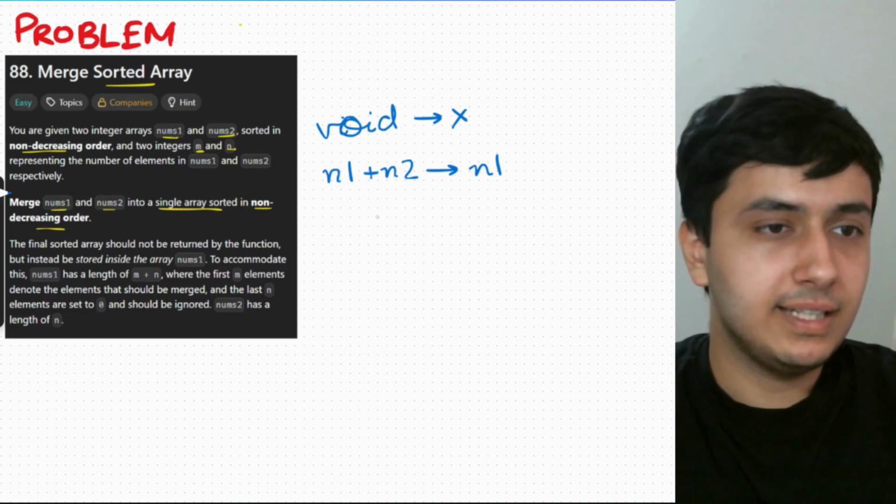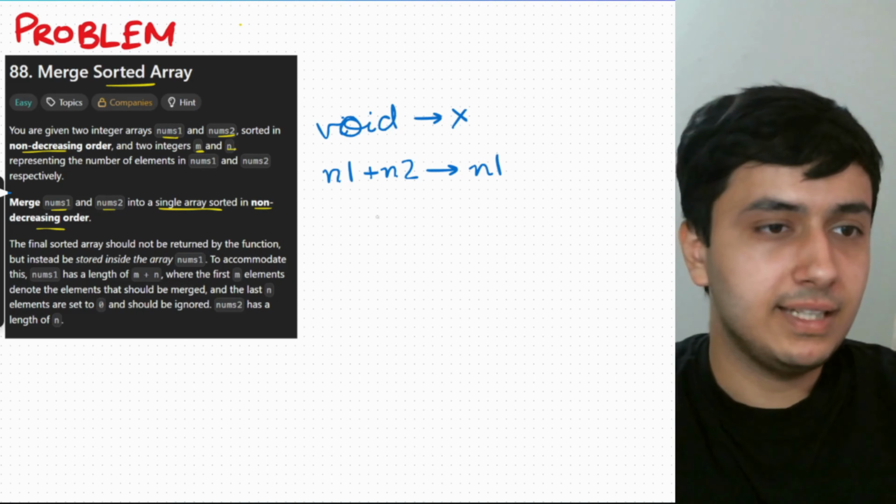I'll explain with an example. Let's say nums1 has 1, 2 and 3 elements and nums2 has 2, 5 and 6. Then nums1 will already have space built into it for all the numbers of nums2. So it will have 1, 2, 3 and then 0, 0 and 0. So nums1 will be of the size m plus n and nums2 will actually be of the size n.